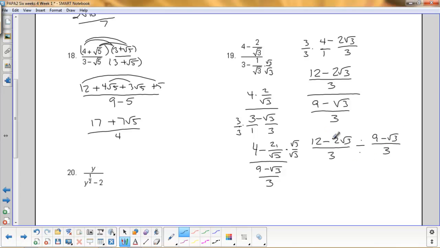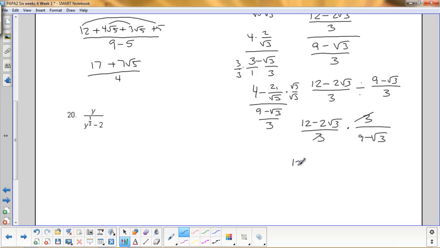Keep the first fraction the same, change this to multiplication, flip the second fraction: 12 minus 2 square root of 3 over 3, times 3 over 9 minus the square root of 3. Now I can put these together as a single fraction, and I get 12 minus 2 square root of 3 over 9 minus the square root of 3. Now we're back to that old conjugate, 9 plus the square root of 3 over 9 plus the square root of 3.